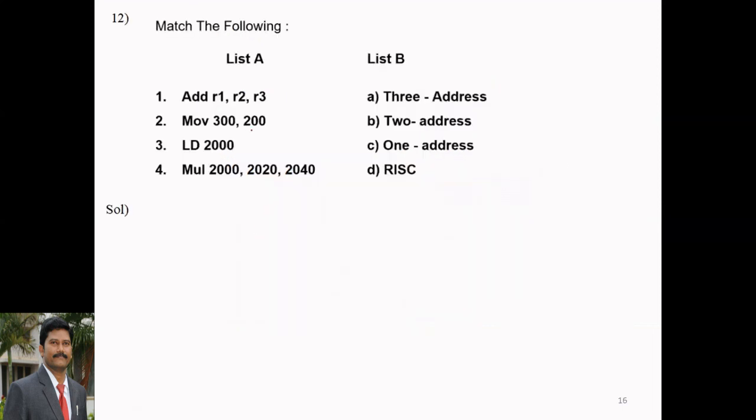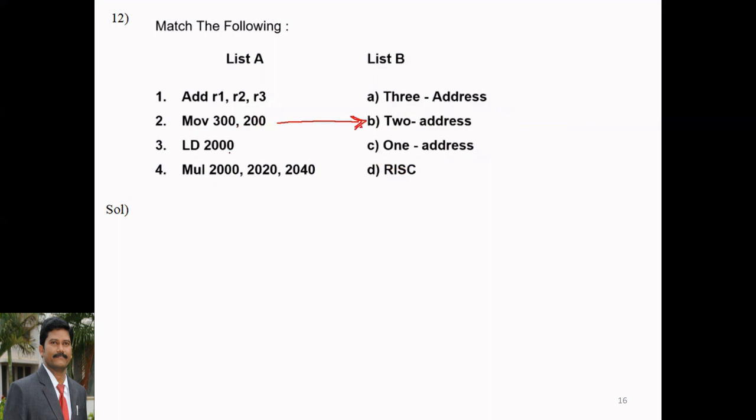Yeah, let us see this question. The match the following, right? Add R1, R2, R3. This is the 3 address instruction, right? Directly we know that it may be a 3 address instruction, where all the registers are there. So it may be a RISC instruction set. Anyway, coming to the second one, move 300, 200 are memory addresses. So it is directly 2 address, we know, because 2 addresses are there.